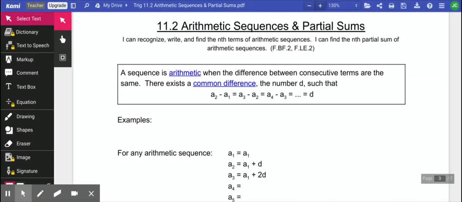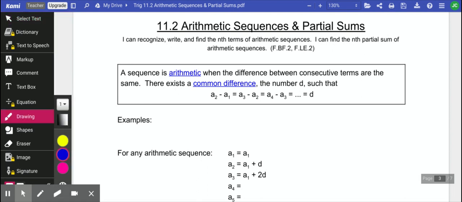So one of the first sequences that we want to talk about is called an arithmetic sequence, and its sum. An arithmetic sequence is when we have a common difference between consecutive terms. So the difference between each term is the same. We call that the common difference, D. And anytime you take any two consecutive terms, 2 and 1, 3 and 2, 4 and 3, it doesn't matter, you get that same common difference.